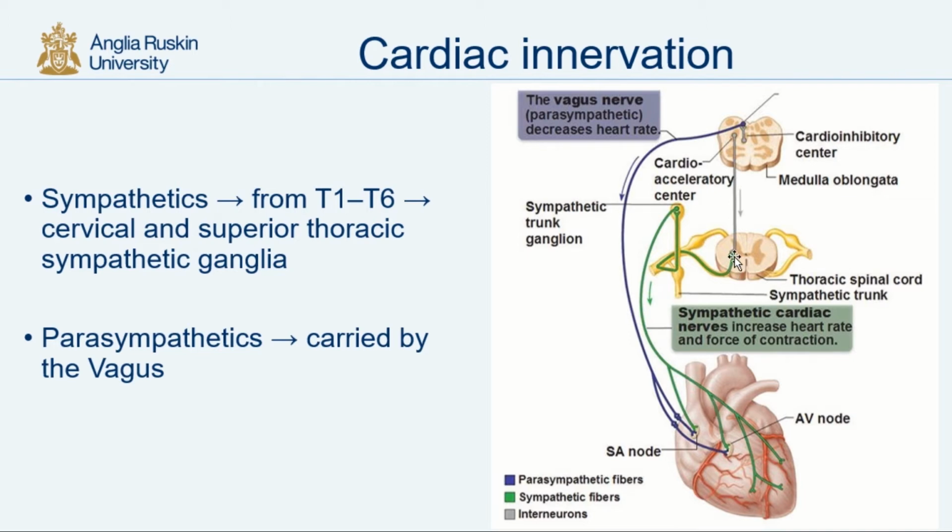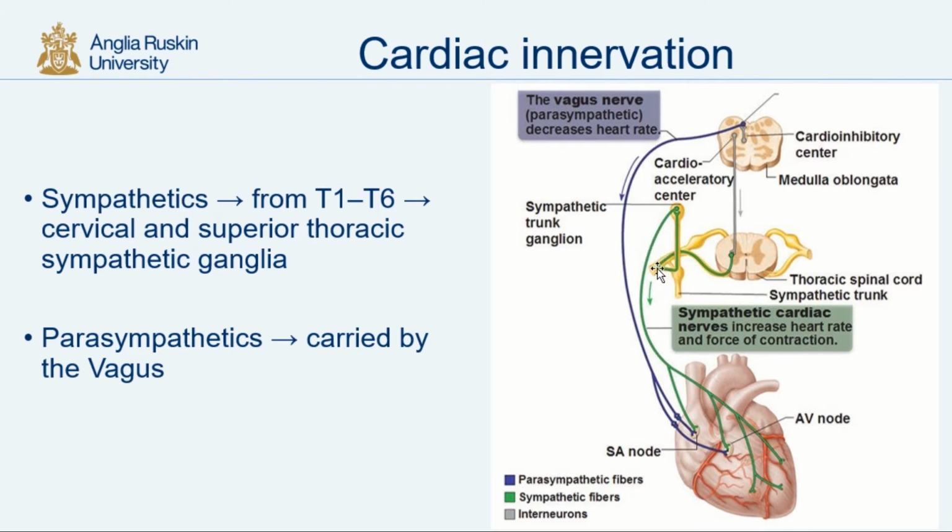The preganglionic neuron pops out from the lateral horn of the spinal cord in the T1 to T6 segments. These preganglionic autonomic motor neurons, which are sympathetic autonomic motor neurons, are going to travel through the anterior roots of the spinal nerve to reach the spinal nerve and then eventually enter into the anterior rami of the spinal nerve. The posterior ramus hasn't been shown in this illustration here.